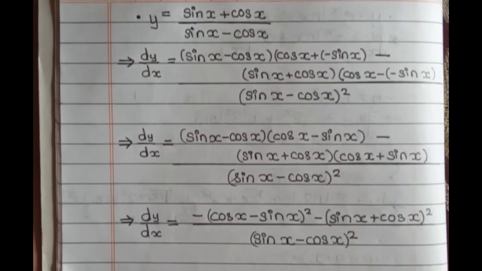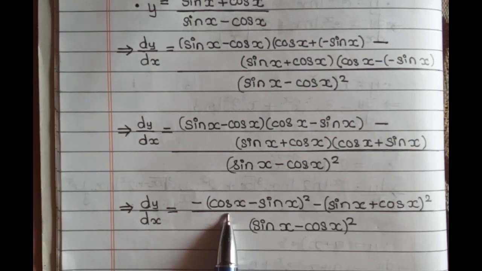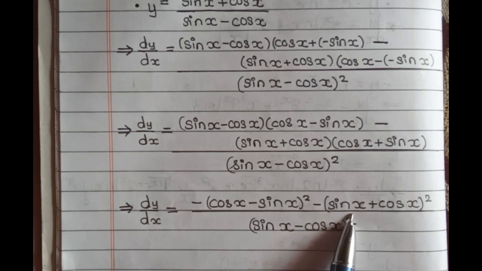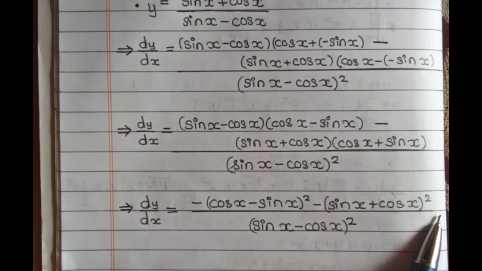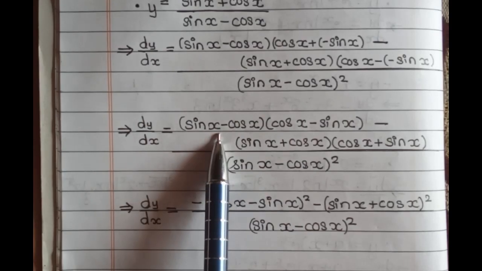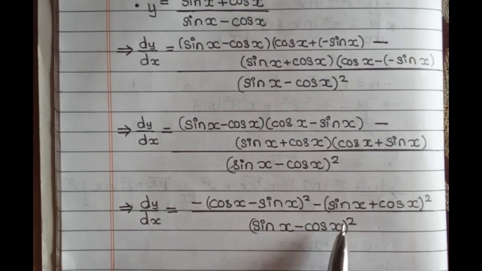whole square. And on simplifying this, we can get dy by dx as minus of [(cos x minus sin x) the whole square minus (sin x plus cos x) the whole square]. Basically we just multiplied these both, and since these both are not the same, we will take the minus sign common from here, and the denominator will be (sin x minus cos x) the whole square.